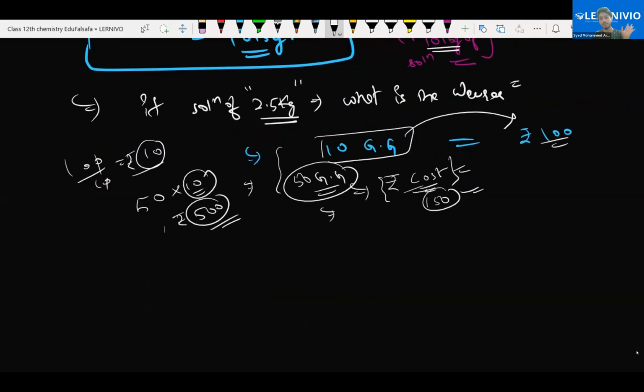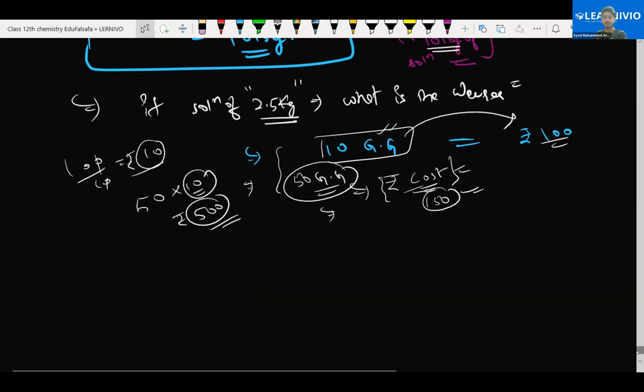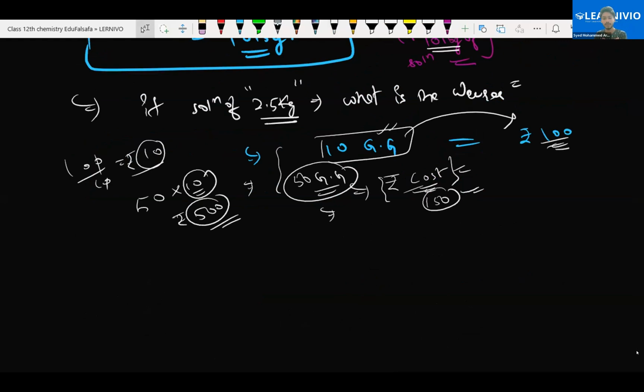Look, if I know the price of 10 golgappa is 100, and I am eating 50 golgappa, then I should know the price of one golgappa so that I can easily calculate the price of 50 golgappa. How do I know the price of one golgappa? I just divide 100 by 10, which equals 10. This is the price of one golgappa. One golgappa costs me 10 rupees.